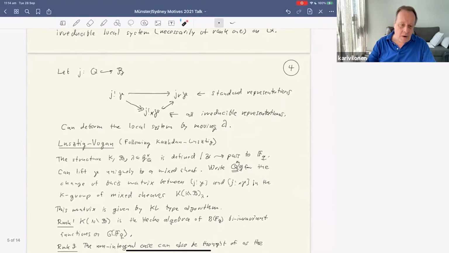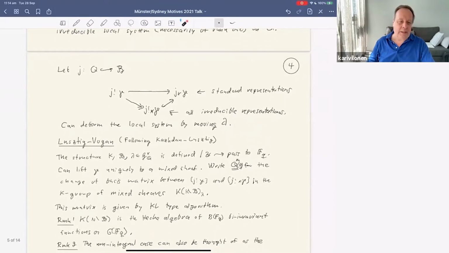So one remark is that if you look at the K group of bi-invariant functions on B, I don't know why there's an N in there, then you get the Hecke algebra out there.